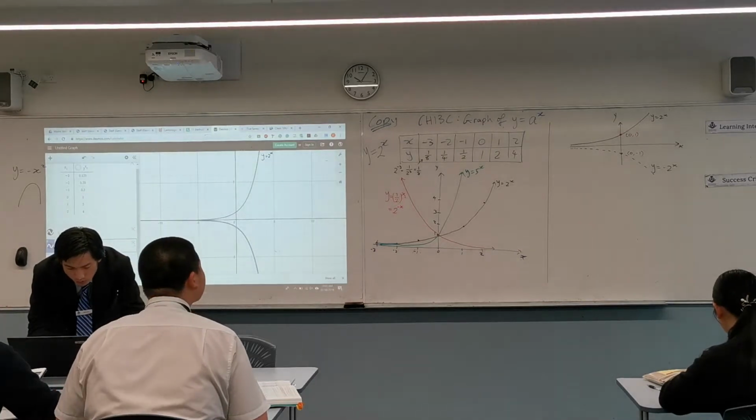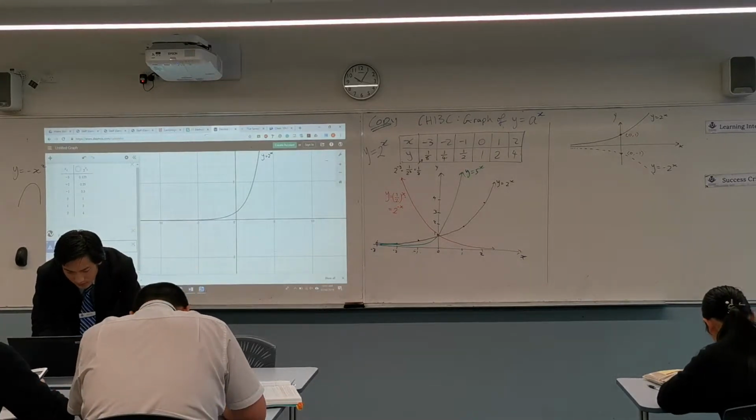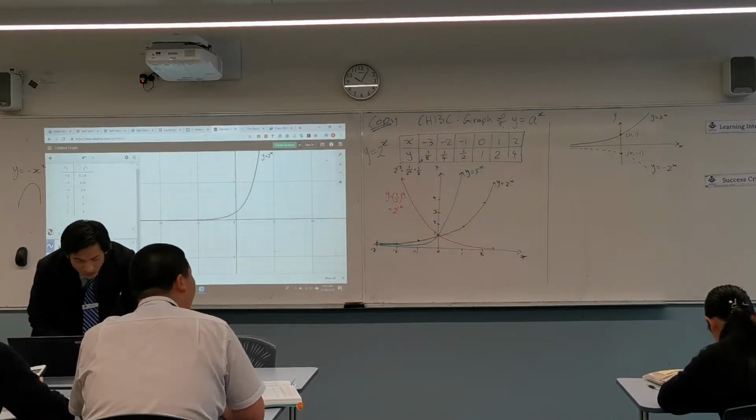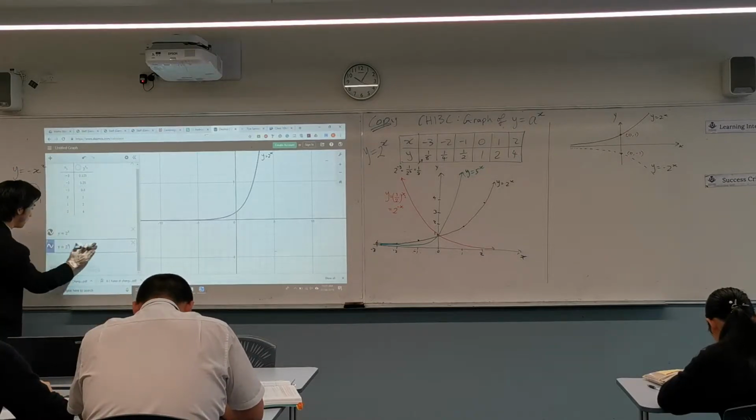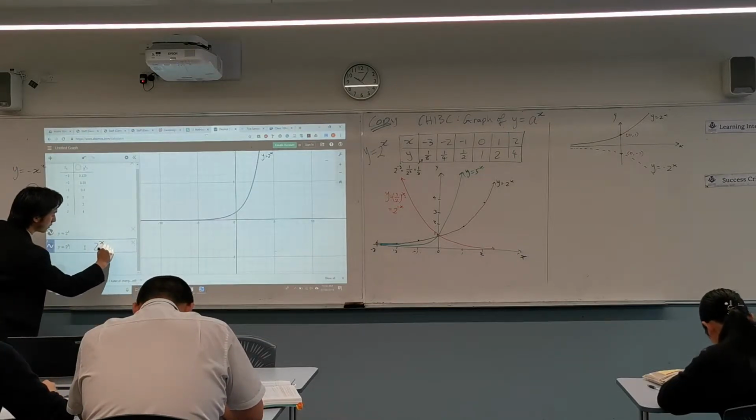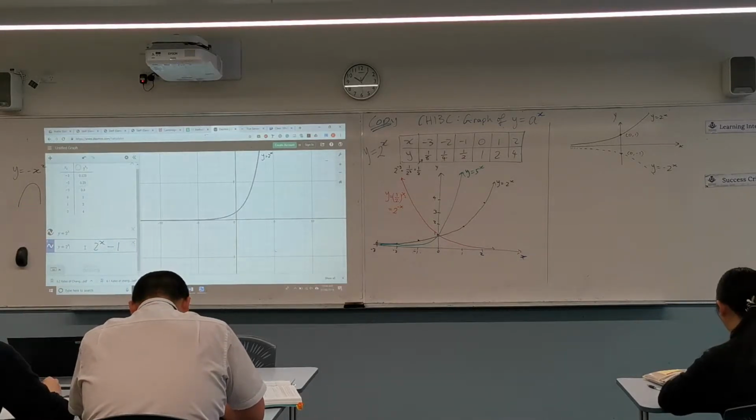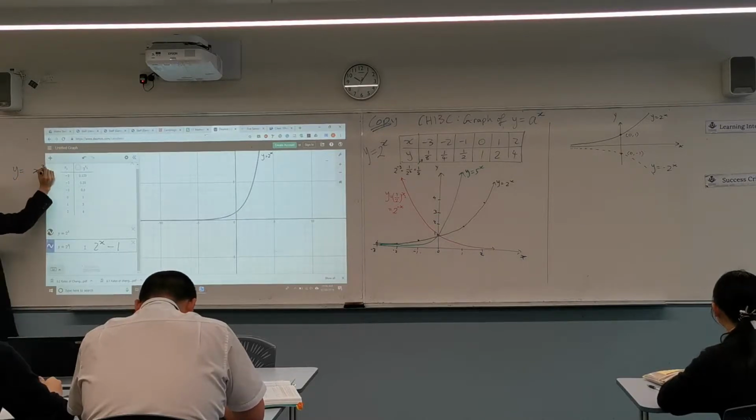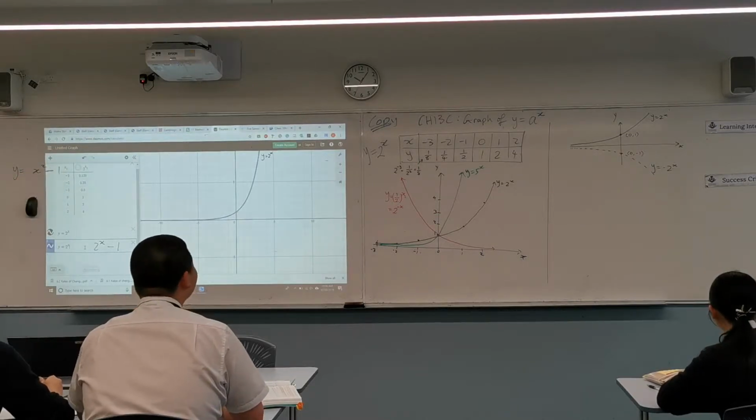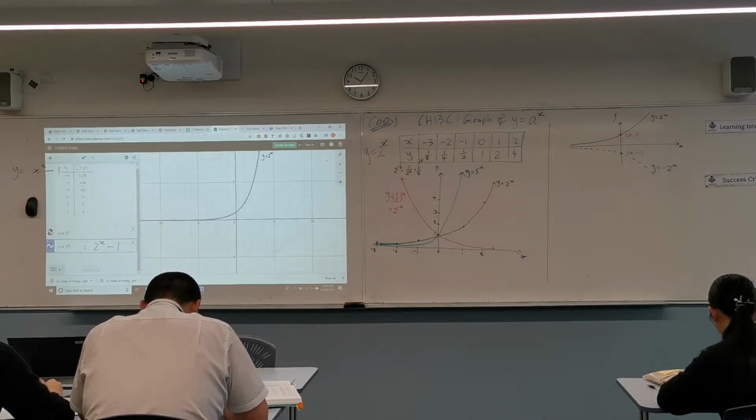Okay, we'll do a couple more. This time around it's 2 to the x, and then 2 to the x minus 1. We subtract a constant from the end. If you ever get stuck or wonder how to do it, just pretend it's a parabola and then try to apply the same transformation. It's the same thing.